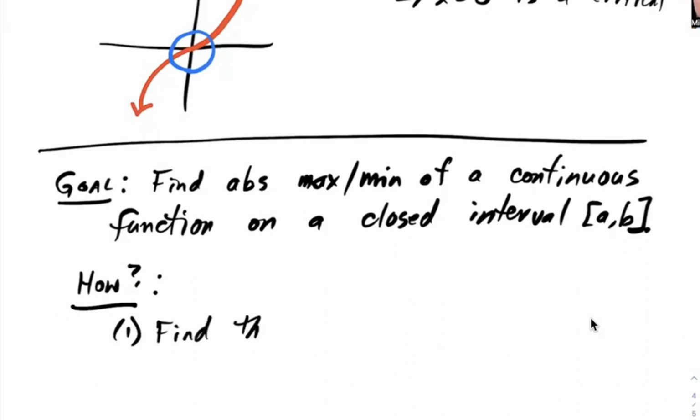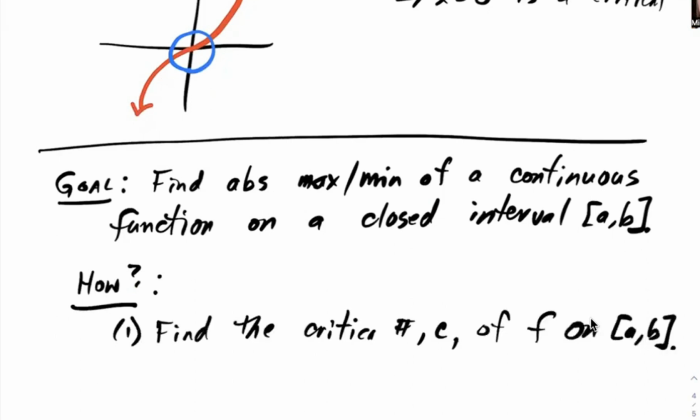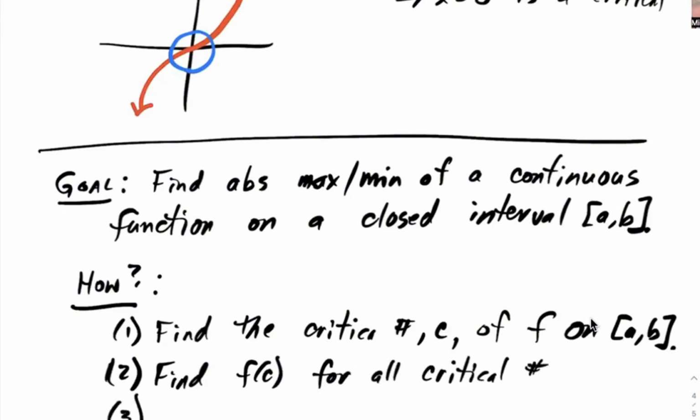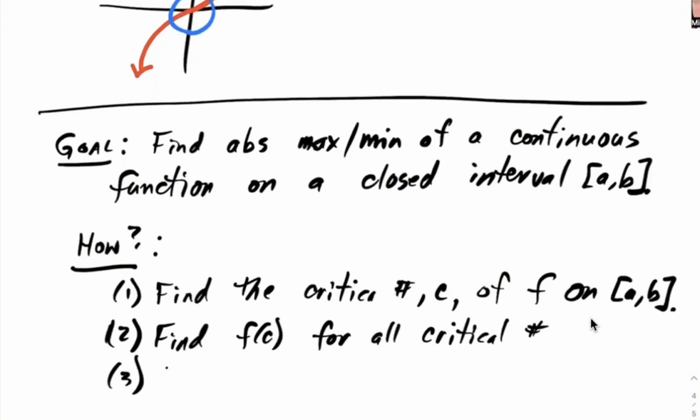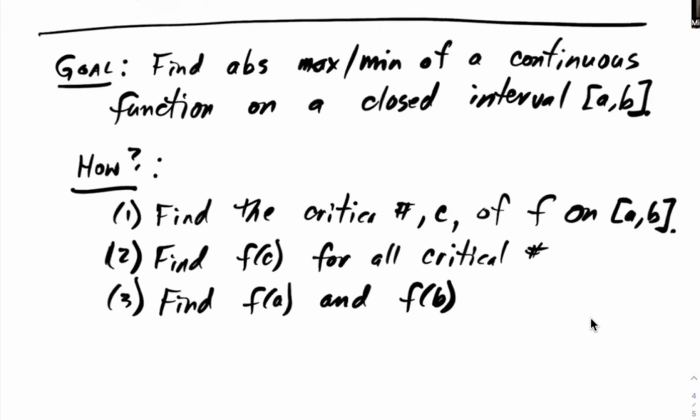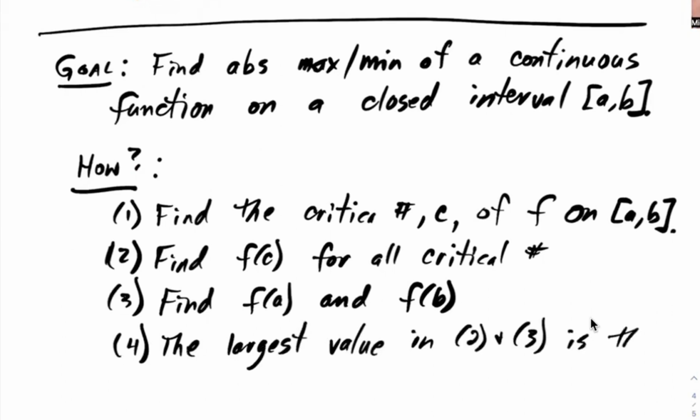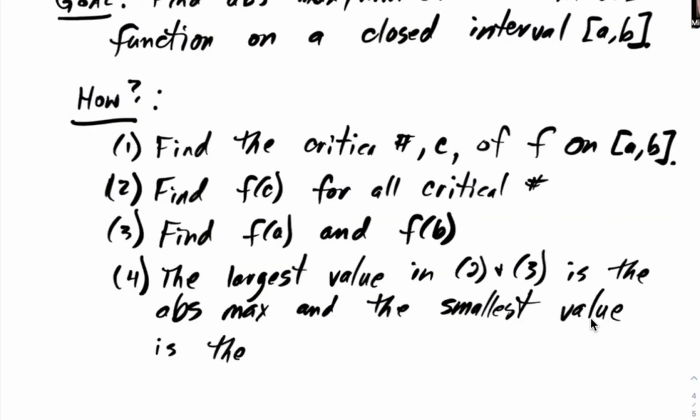First, you find the critical numbers on that closed interval. Next, find f of c, the value of f at all the critical numbers. Then finally, find the value of f of a, and evaluate the function at the other endpoint, f of b. Then the largest value in 2 and 3 is the absolute max, and the smallest value in 2 and 3 is the absolute min.